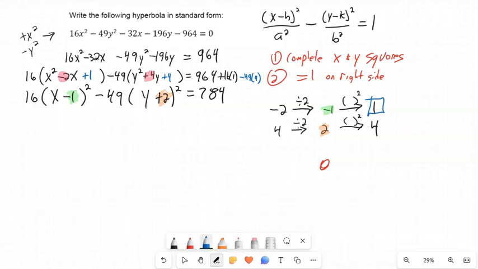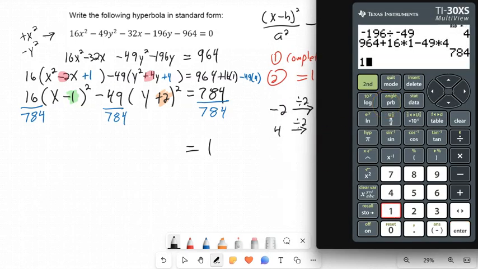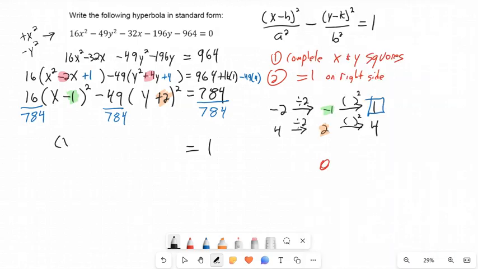To make equal 1 on the right side, I just need to divide by 784. And that fixes the equal 1. And now if we just look at the fraction 16 over 784, it reduces to 1 over 49. So this x minus 1 squared is over 49. And this one, by a similar fashion, is over 16.